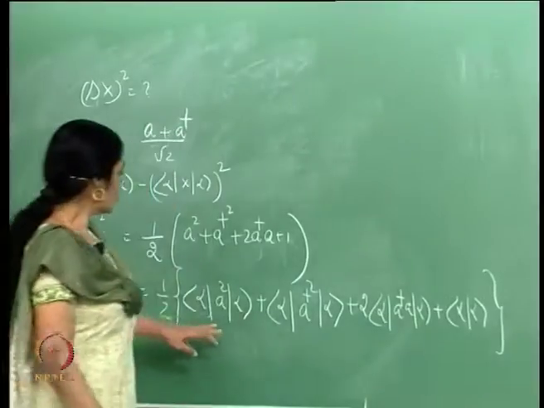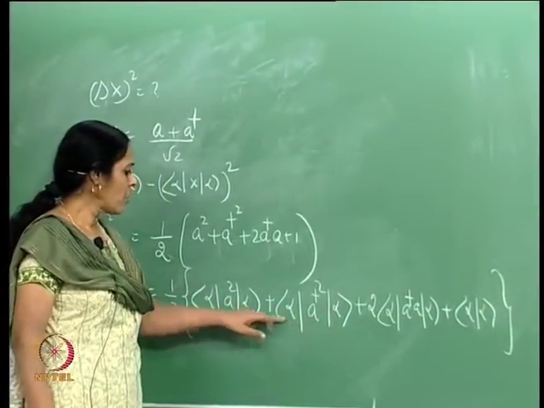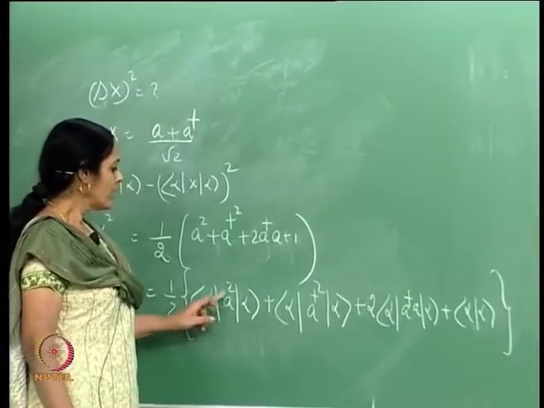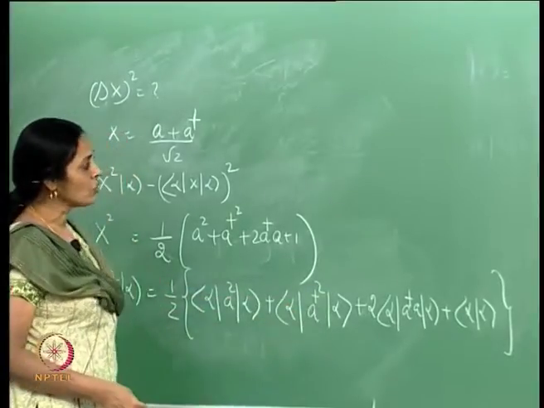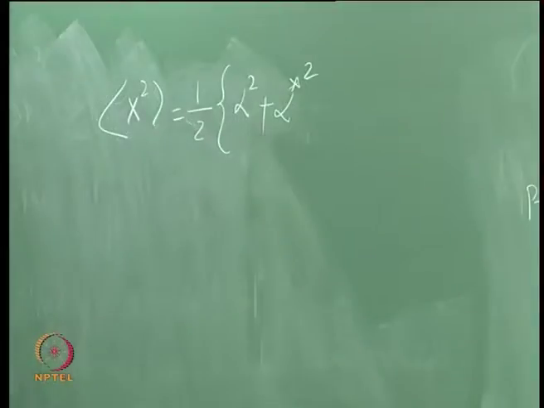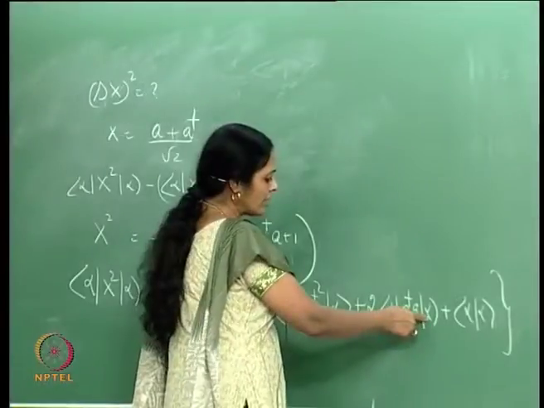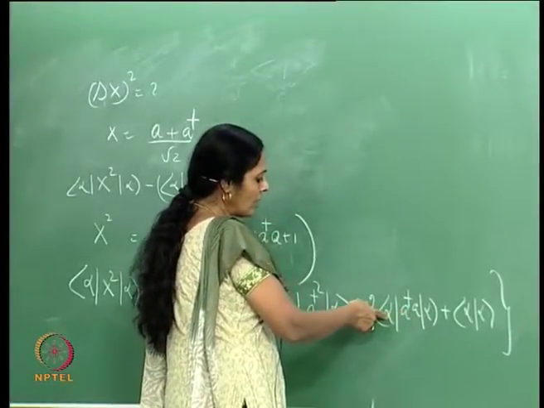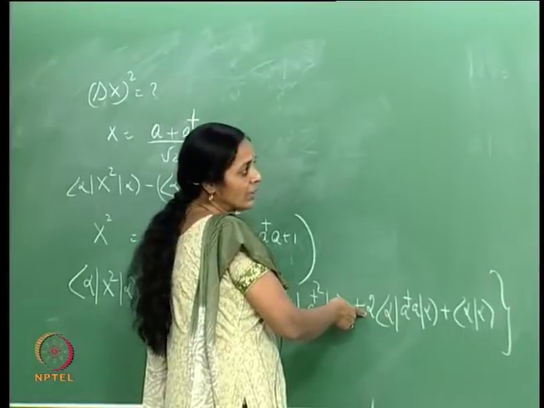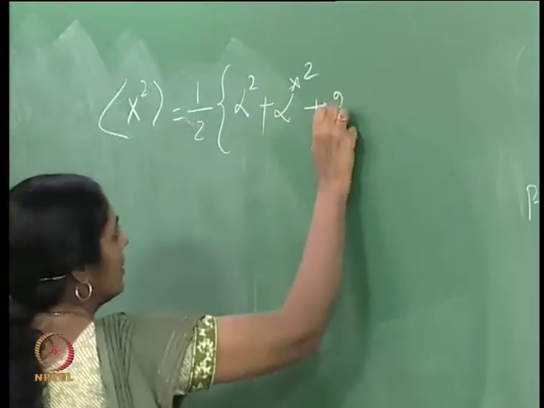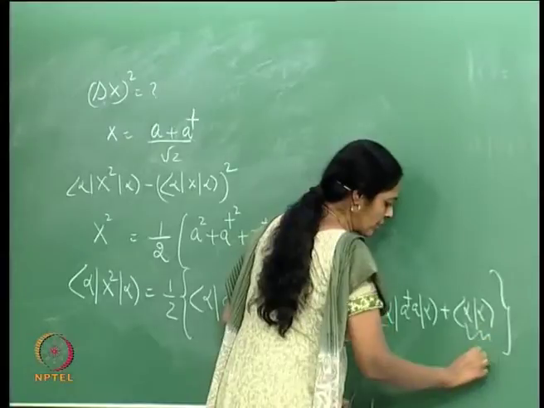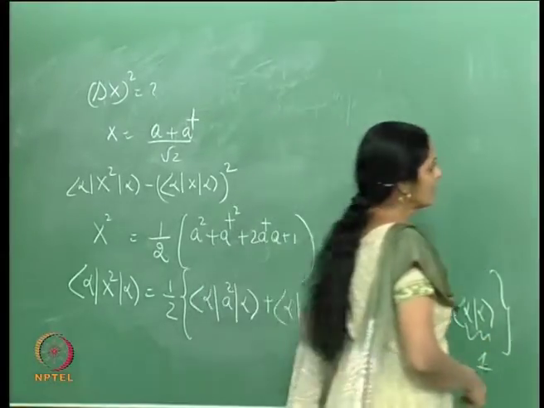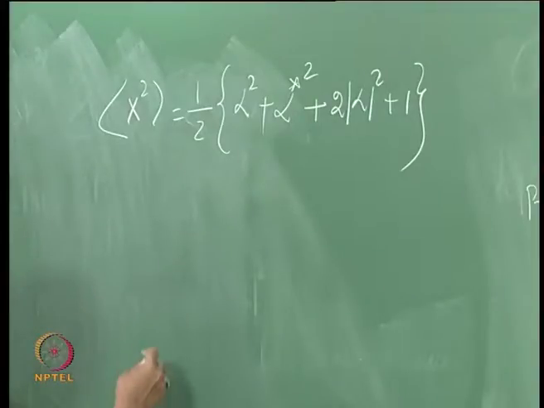Equally well, you could have realized that this object is the complex conjugate of this object. Therefore, if the expectation value of a squared is alpha squared, the expectation value of a dagger squared is alpha star squared, plus a acting on ket alpha is alpha ket alpha, and a dagger on bra alpha is alpha star. There is a 2 out here, so that gives me plus 2 mod alpha squared plus 1, simply because this object is 1. So, this is expectation x squared.